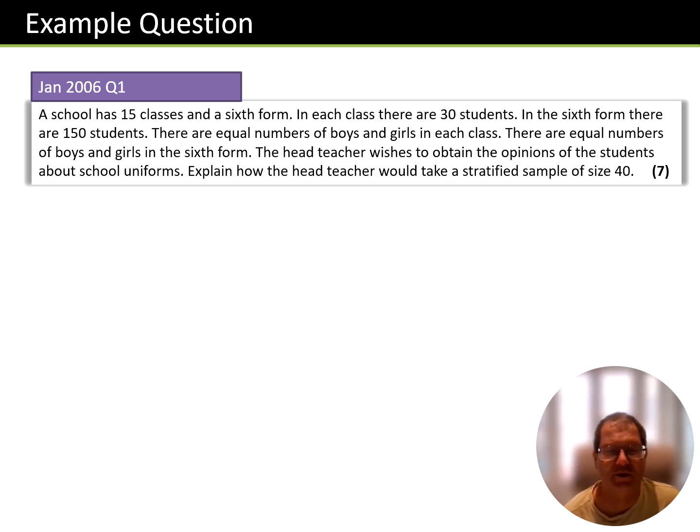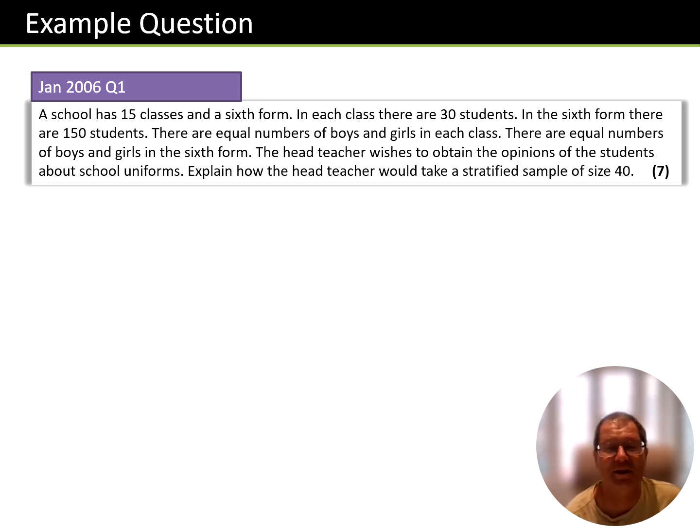So the first thing we need to do is to work out how many people there are in total. If you've got 15 classes of 30 students each, that's 450, plus the sixth formers makes 600 students. Now the head teacher wants to take a sample size of 40. According to the formula, you can do it either way up, it's up to you. But if you divide the sample size by the population, 40 divided by 600 is 2/30. That's a 15th. Okay, so we're at 1/15.